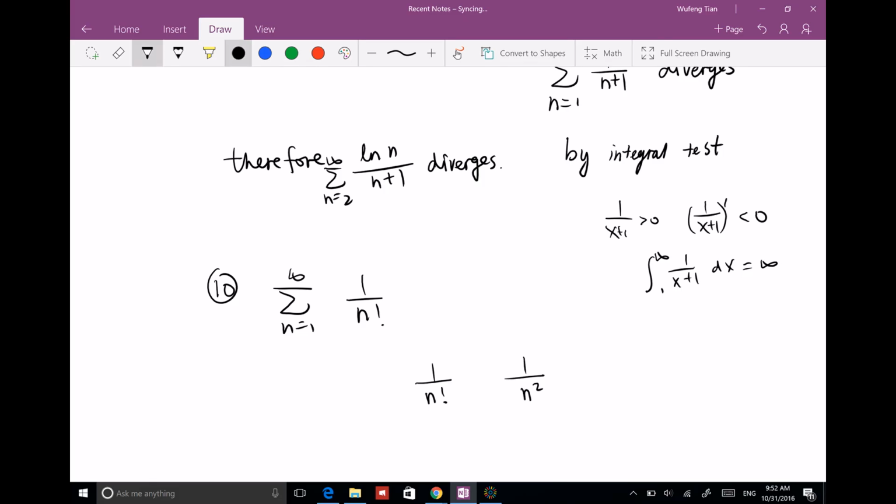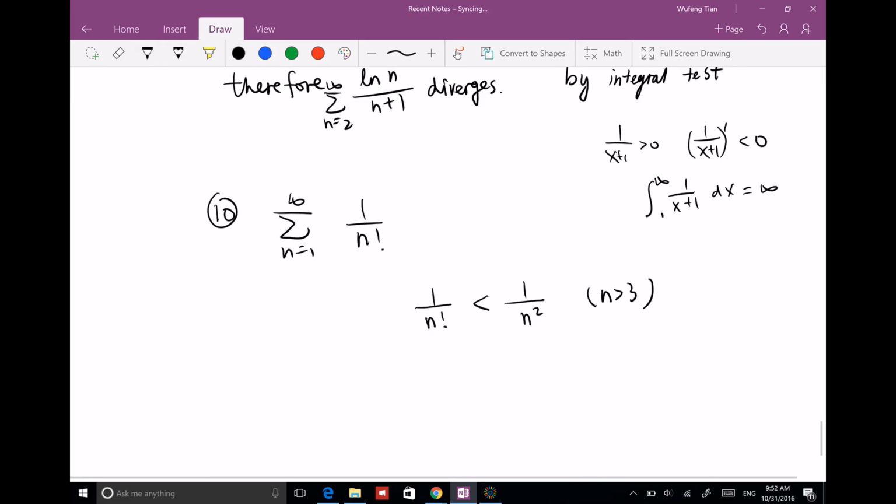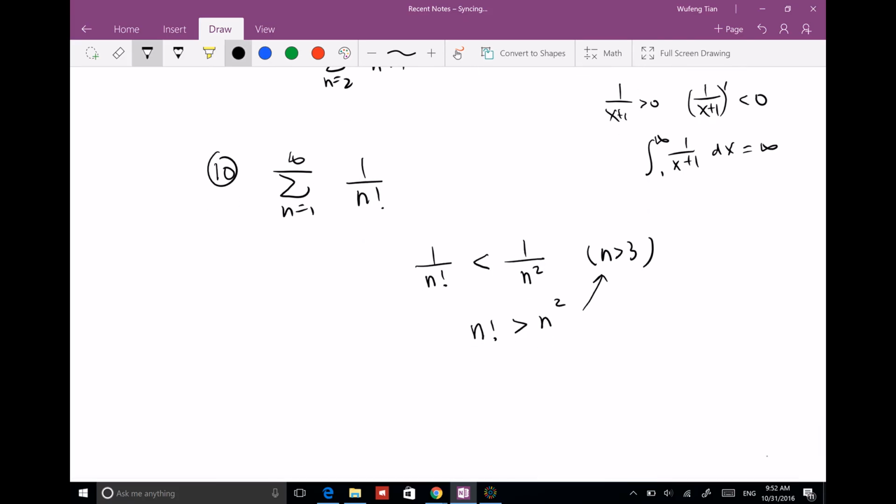So we compare this with 1/n². Okay. So for n bigger than 3, n! is bigger than n². n! is bigger than n² when n is bigger than 3. Since 1/n² converges, the smaller one converges, right?